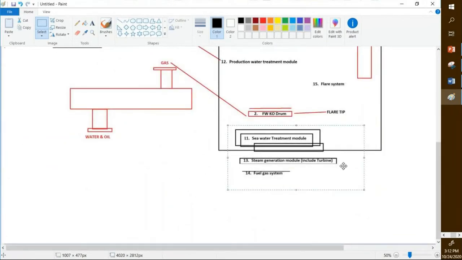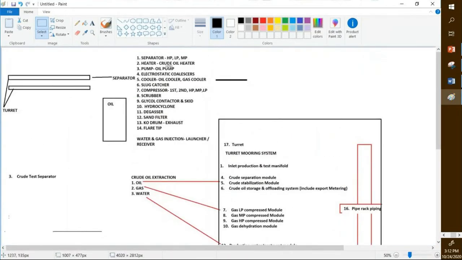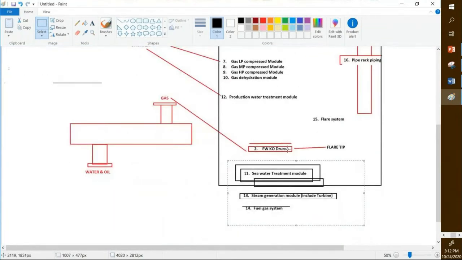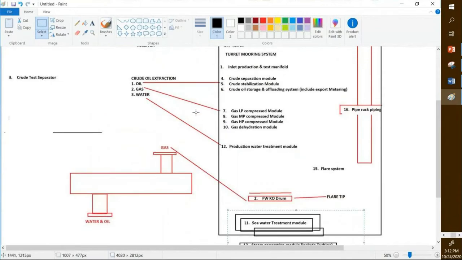Seawater, steam generation, and flue gas. Here steam will be generated, and that will be used for power generation, the electricity. The flue gas is also used purposely for the gas turbine. Otherwise, the flue gas is used for some other heating or whatever requirement. So these are the supporting things, and the main characters are the modules.